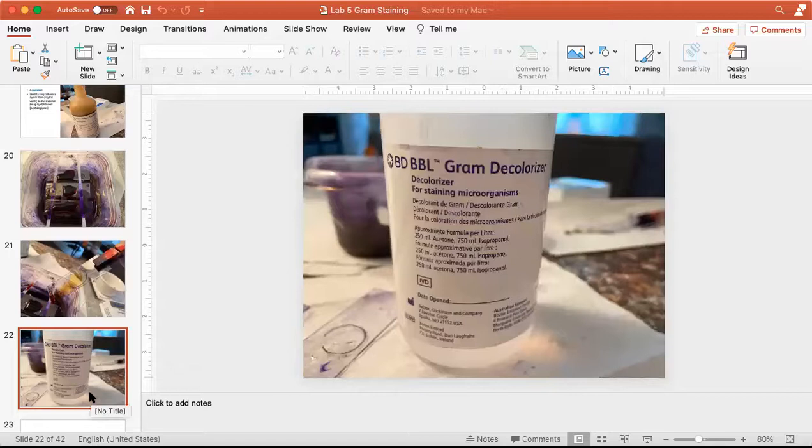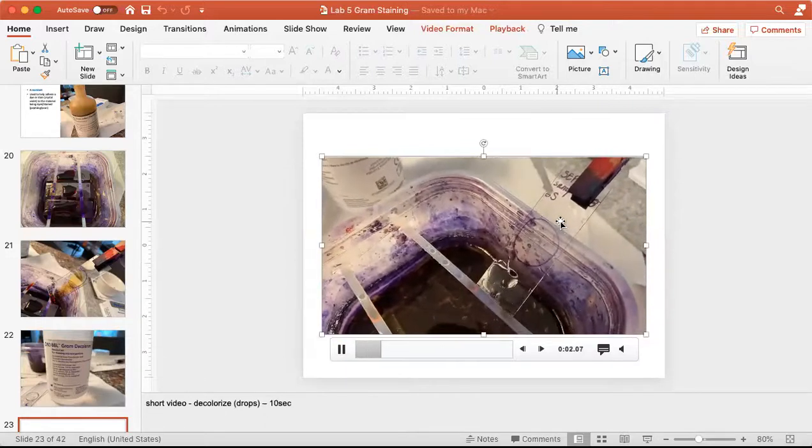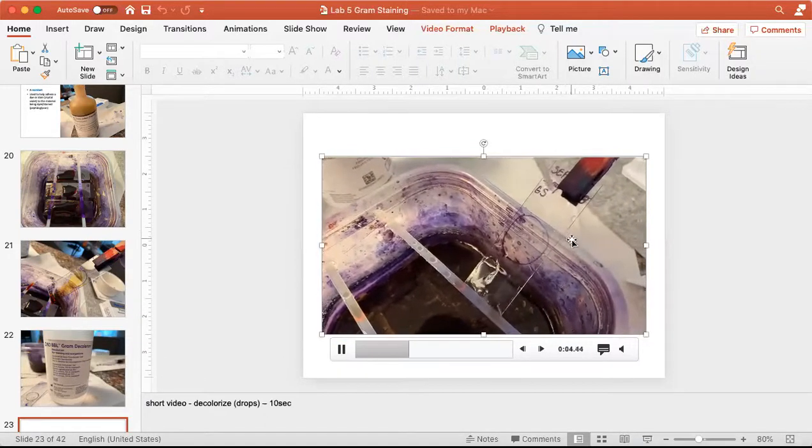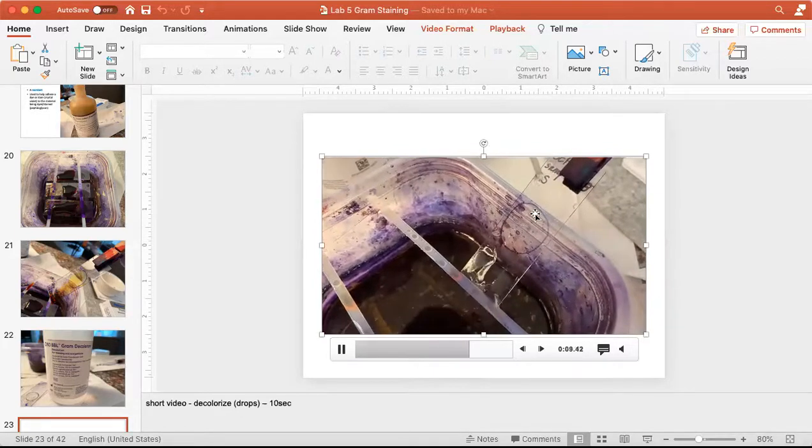Now it's time for decolorizer. And this is the step that gives students a lot of frustration because, again, this is the step that you can do incorrectly. I'm going to draw up some decolorizer in a transfer pipette. I'm going to drip it over the smear, drop by drop, for 10 seconds. You'll notice that as I drip it out here, I kind of move the pipette back and forth so that I'm sure to drip over the whole smear.